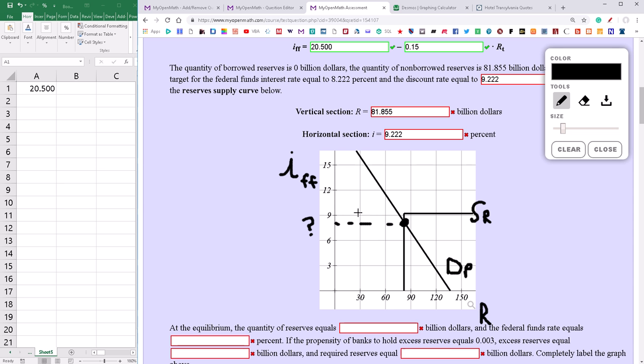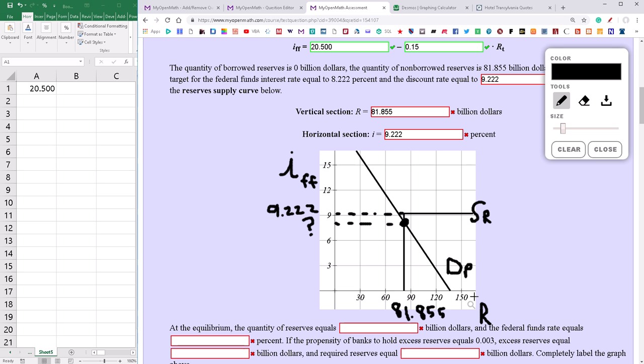We know the discount rate is up here, 9.22%. And the quantity of reserves is 81.855. And so the way we figure out what the equilibrium is right here, we're going to plug this value into the demand curve. And I'm going to do it over in Excel.